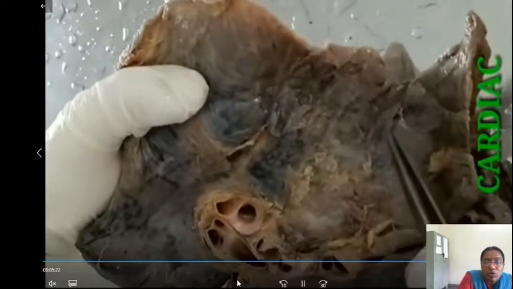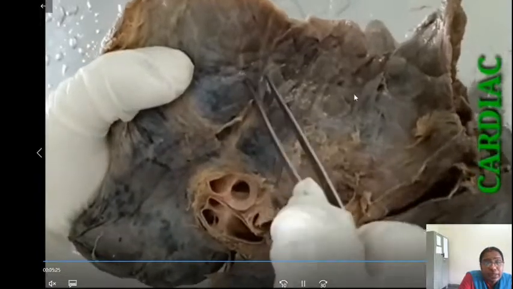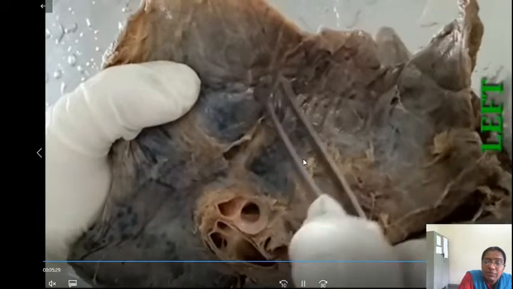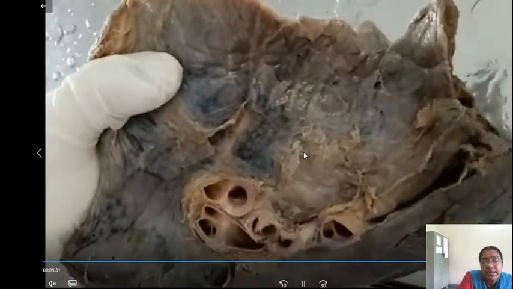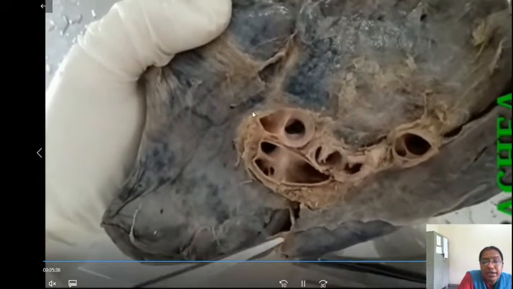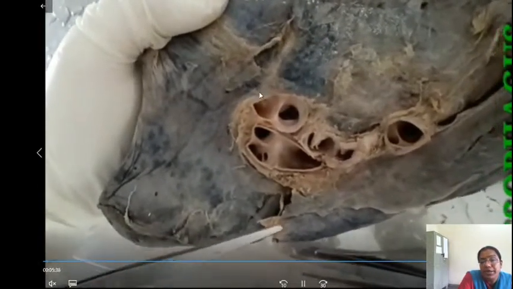Arch of aorta, descending thoracic aorta. So this part is the impression for the cardiac impression. Mainly on the left side, the impression is mostly the left ventricle along with part of the pulmonary trunk. So at this part you will also be getting the pulmonary trunk.